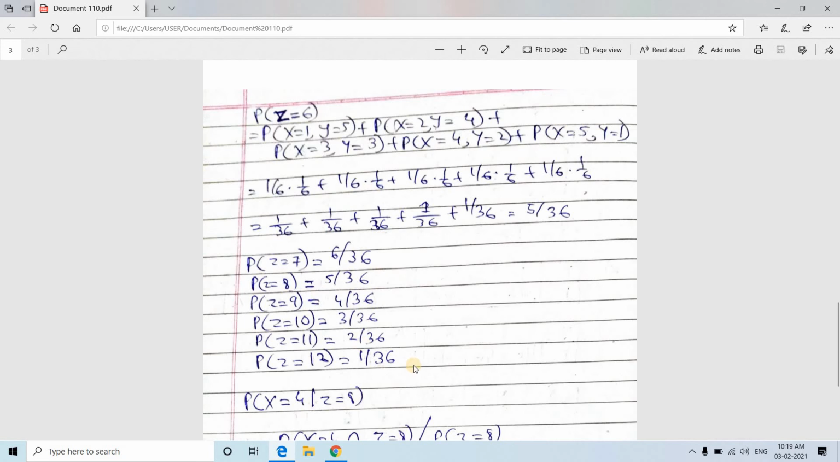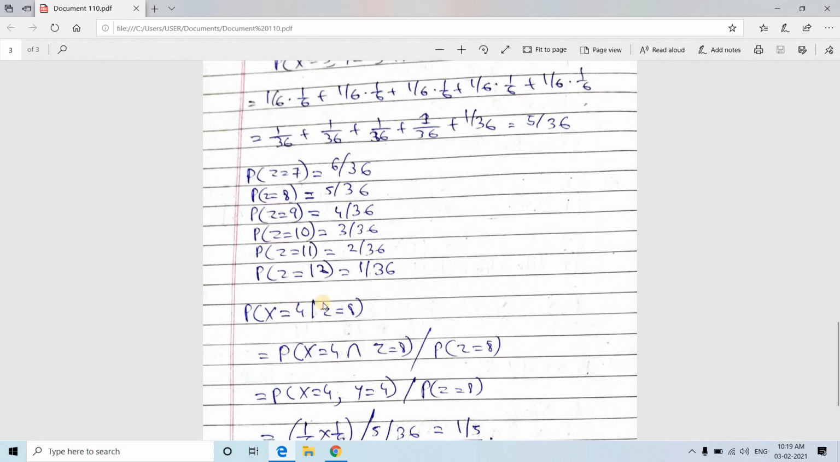Okay, I hope you can do this calculation. Now the question asked is P of x equal to 4 given the condition z equal to 8. Okay, so this is P of A given B. What is P of A given B? See, P of A intersection B is equal to P of B multiplied by P of A given B. So P of A given B will be P of A intersection B by P of B. Consider this as A and this as B. So P of A given B equals P of A intersection B by P of B, right? Here P of B, that is P of z equal to 8, will come.